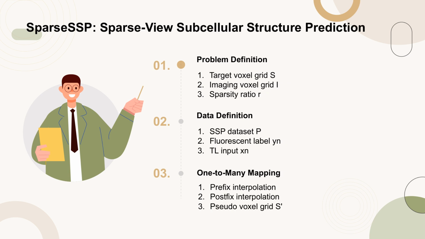SparseSSP aims to predict the target voxel grid S from the imaging voxel grid I under the condition D_S > D_I. This involves reducing imaging frequencies by using a sparsity ratio R. The dataset P contains N samples with fluorescent labels Y_N and TL inputs X_N. The one-to-many mapping in the Z-axis is addressed through prefix and postfix interpolation strategies, which involve creating a pseudo-voxel grid S' and learning a mapping to S.